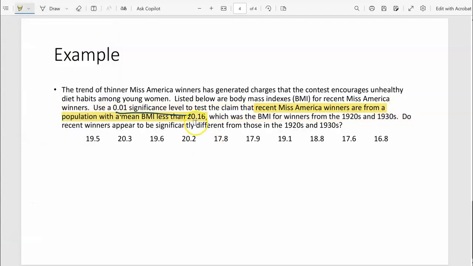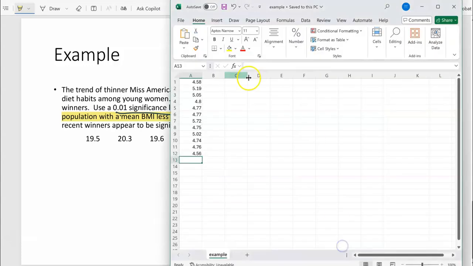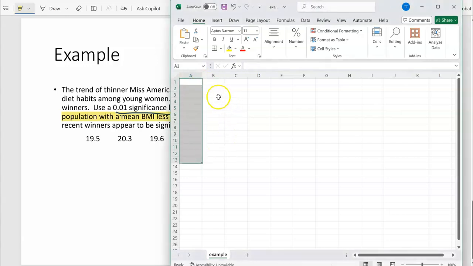The mean is 20.16. All right, so we're going to go into Excel. We're going to type our values in. So we have 19.5, 20.3, 19.6, 20.2, 17.8, 17.9, 19.1, 18.8, 17.6, 16.8. And we're going to save it and then we're going to upload it.